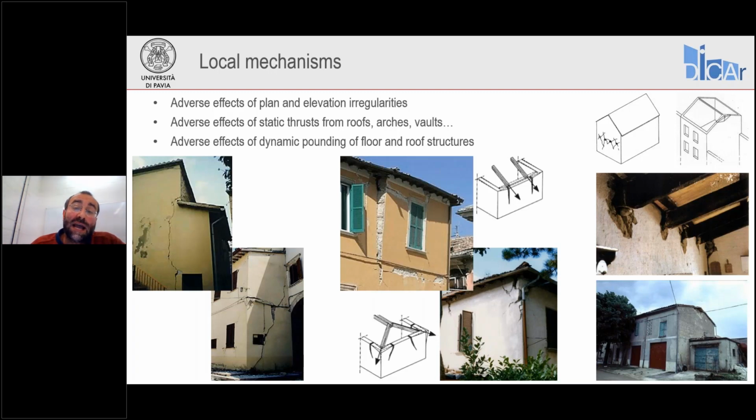Also, the thrusts coming from roof beams, from arches and vaults may have an adverse effect on this local mechanism. They may push outwards the walls. And also irregularities in plan and in elevation may cause the activation of such mechanisms. Finally, pounding between poorly connected floor or roof diaphragms and walls can also lead to the development of this local overturning response.